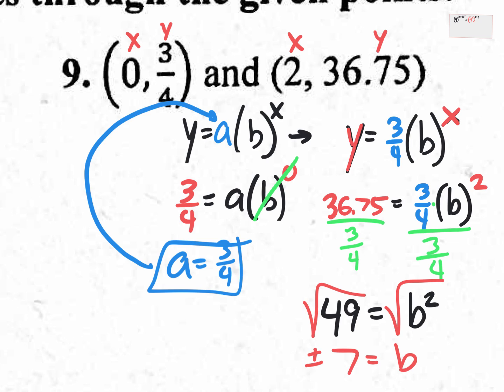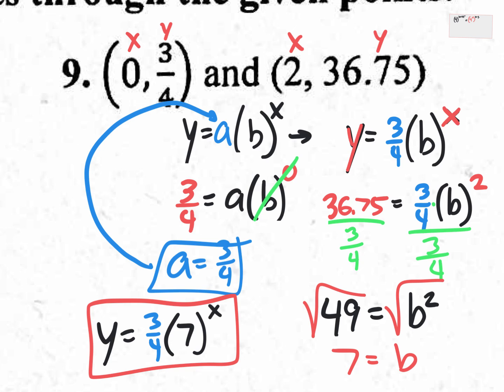Technically, it should be plus or minus 7, but again, we're not going to put the plus or minus. It's just going to be positive 7. And the reason for that is we want an exponential growth function in this case. Y equals, the a value is 3/4. The growth factor, the b, is 7, and it's to the power of x. And we don't put the negative 7 because the negative would mess up the graph. So this is the answer.